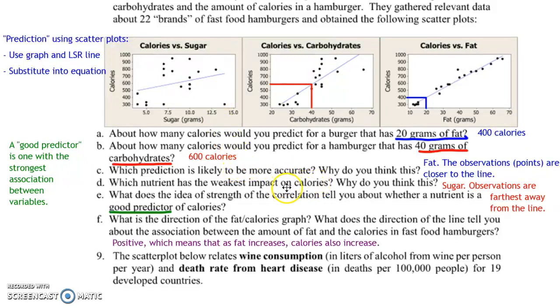Which nutrient has the weakest impact on calories? Well, that would be the weakest relationship. They use this word on purpose. Sugar is the weakest because the observations are farthest away from the predicted line. All of these have the same direction. They're all positive. Even though they differ in terms of their strength, their direction is the same.